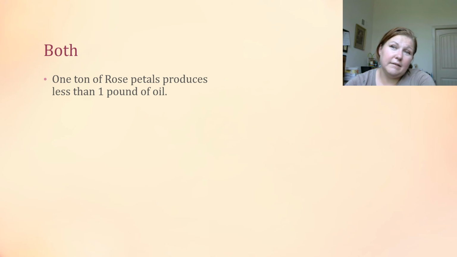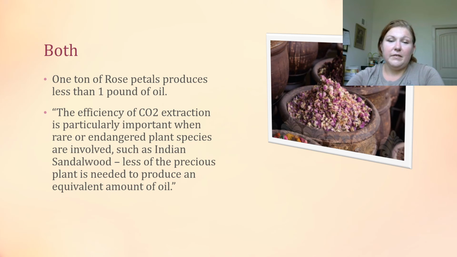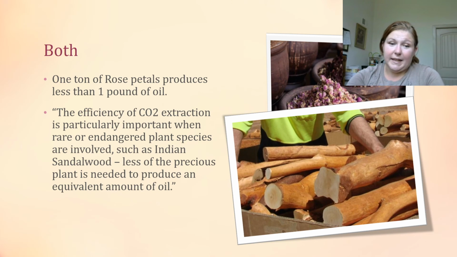Because of the amount of plant material it requires to make even the smallest amount, as it says here, 1 ton of rose petals produces less than 1 pound of oil. The efficiency of the CO2 extraction is particularly important when rare or endangered plant species are involved, such as the Indian sandalwood. Less of the plant is actually needed to produce an equivalent amount of oil.